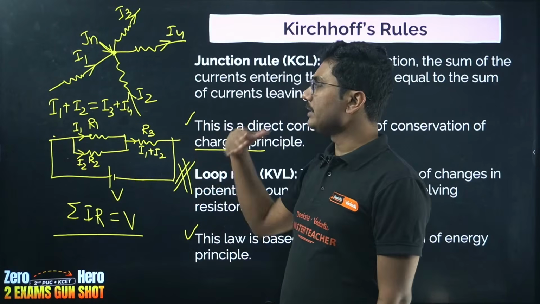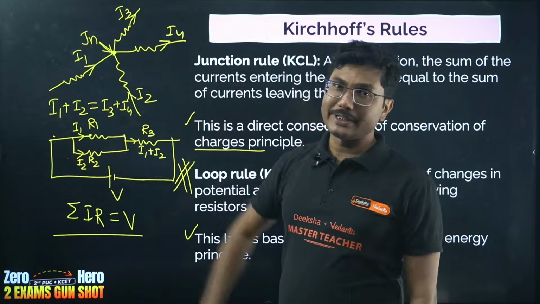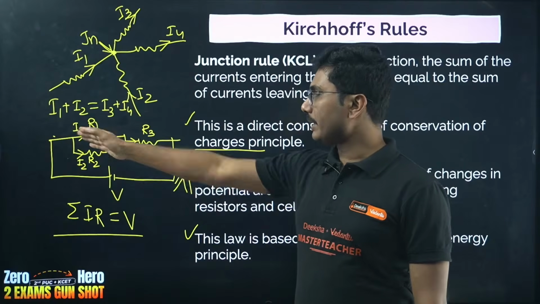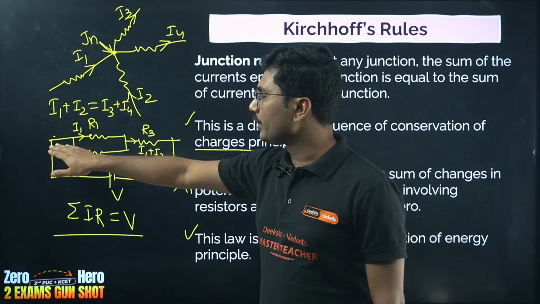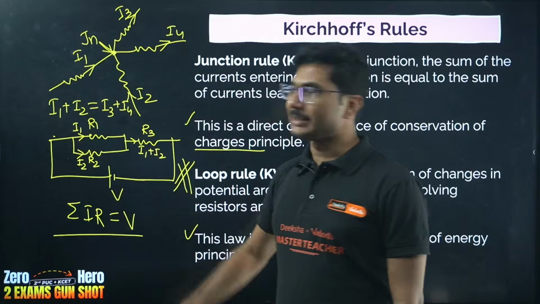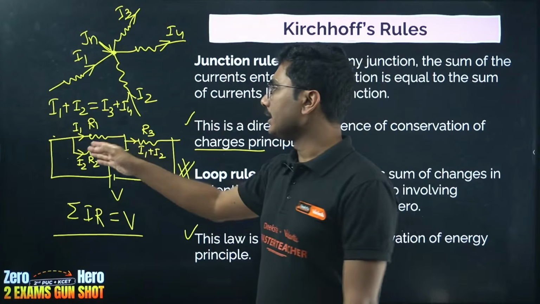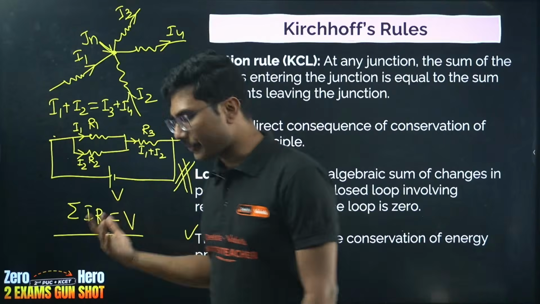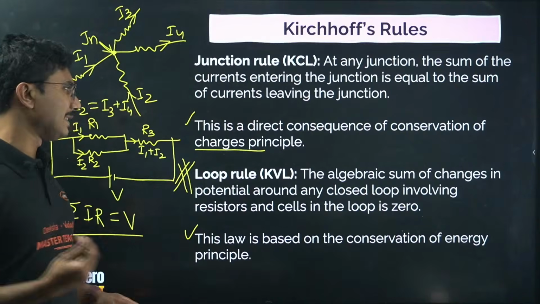Now in some cases you will get current in the opposite direction, so in that case you have to subtract it. Here everything is getting added because we are moving in the same direction, so in that case it is summation or addition. In case some current is moving in the opposite direction, you have to take subtraction as well. Okay, we will see that through some examples.